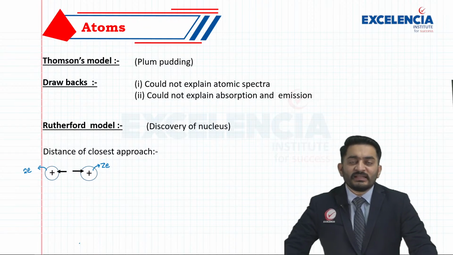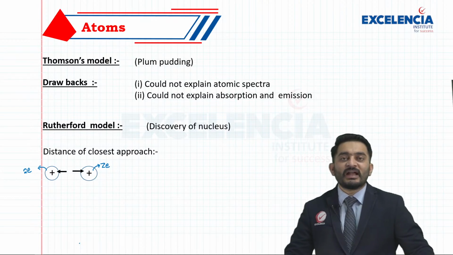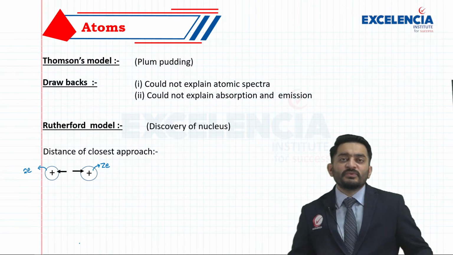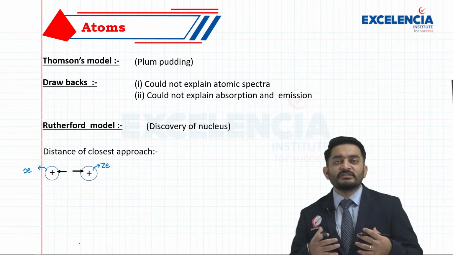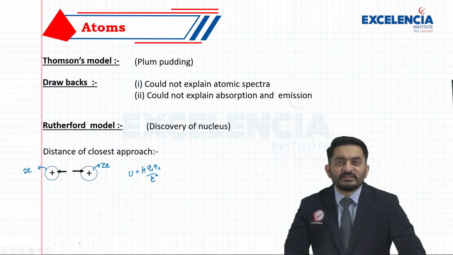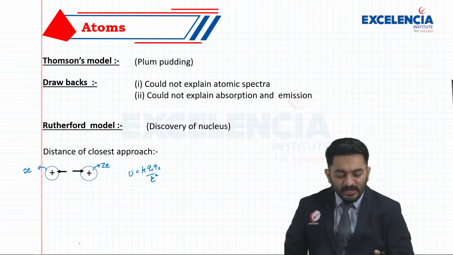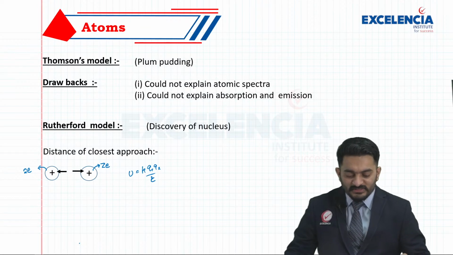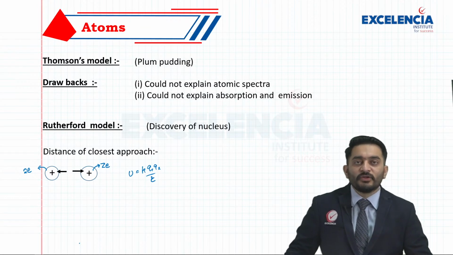There is going to be an electrostatic potential energy between the two. I hope you know the formula you have learned in electrostatics: the electrostatic potential energy U can be calculated by K Q1 Q2 by R. Sorry, it is R squared when we talk about electric force, but for electric potential energy you have only R in the denominator.